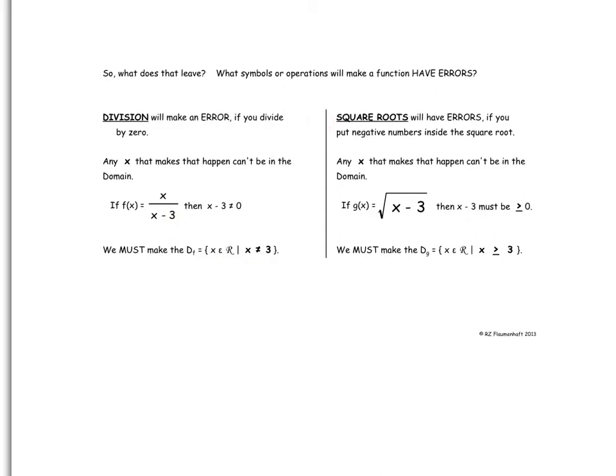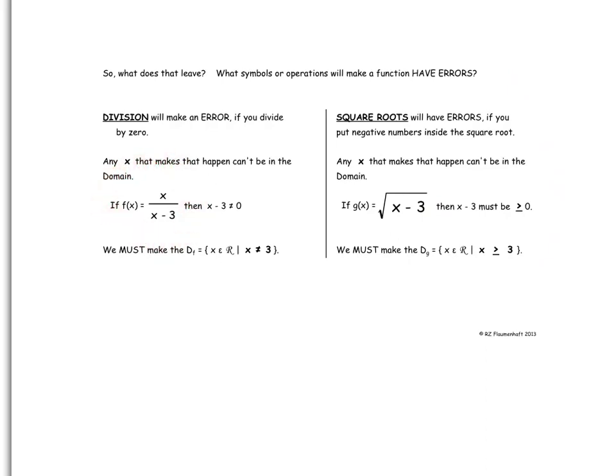Square roots will have errors if you put a negative number inside the square root. Any x that makes that happen can't be in the domain. So if g of x is the square root of x minus 3, then x minus 3 must be bigger than or equal to 0 in order for the square root to work. And if x minus 3 is bigger than or equal to 0, then the domain for g must be all real numbers, provided they're bigger than or equal to 3. Now that you know that fractions and square roots have errors, and you know how to find them, you can now answer any question that asks for the domain simply from function notation.